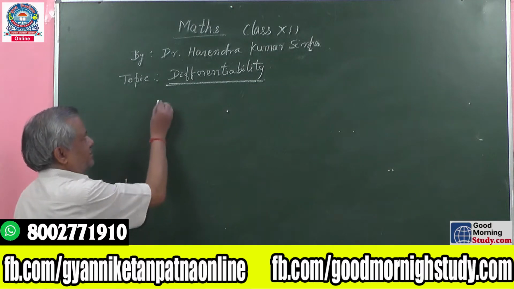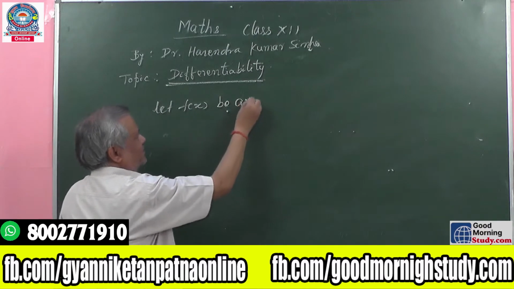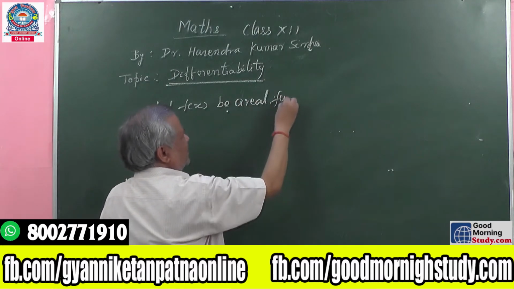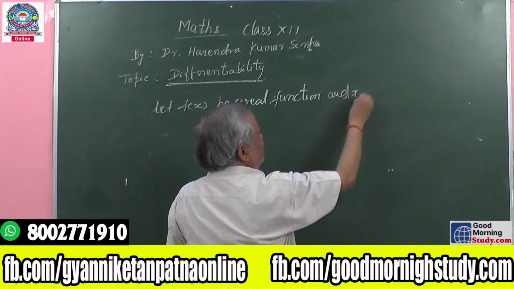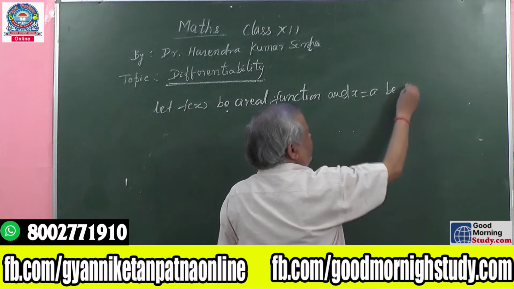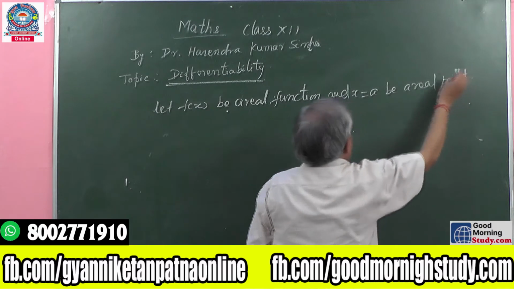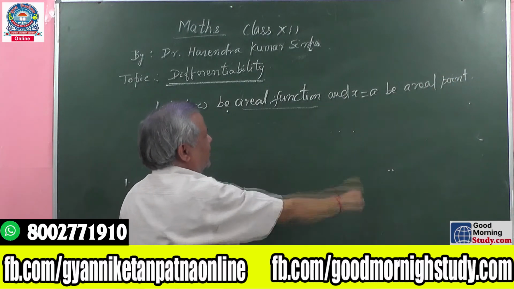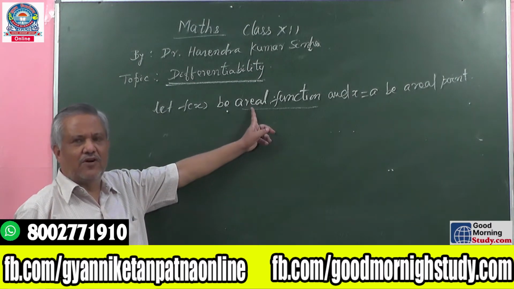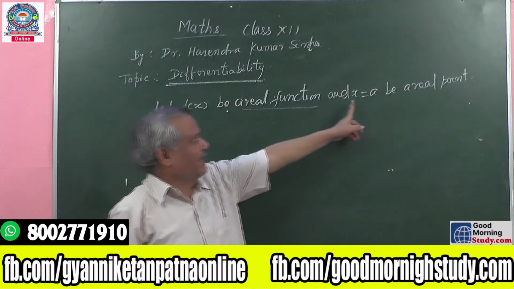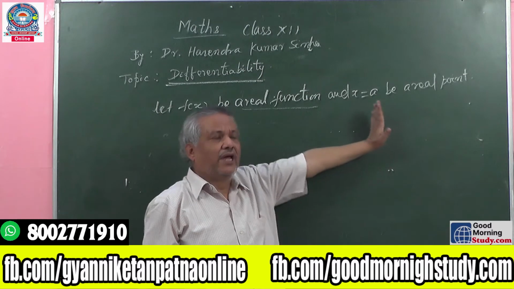I am going to describe the differentiability of a function at some particular point. Let f(x) be a real function, and x = a be a real point. What do we mean by a real function? The domain and codomain of the function should be a subset of the set of real numbers, and x = a is a real point, meaning thereby that a is a real number.